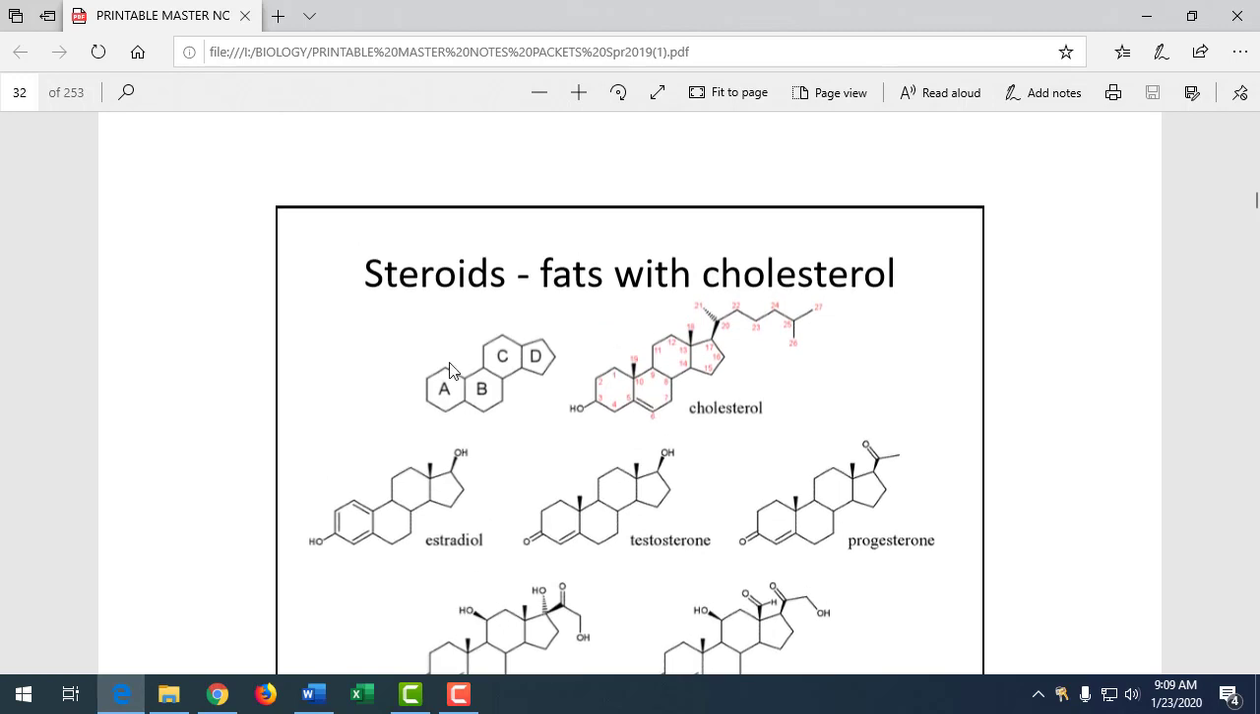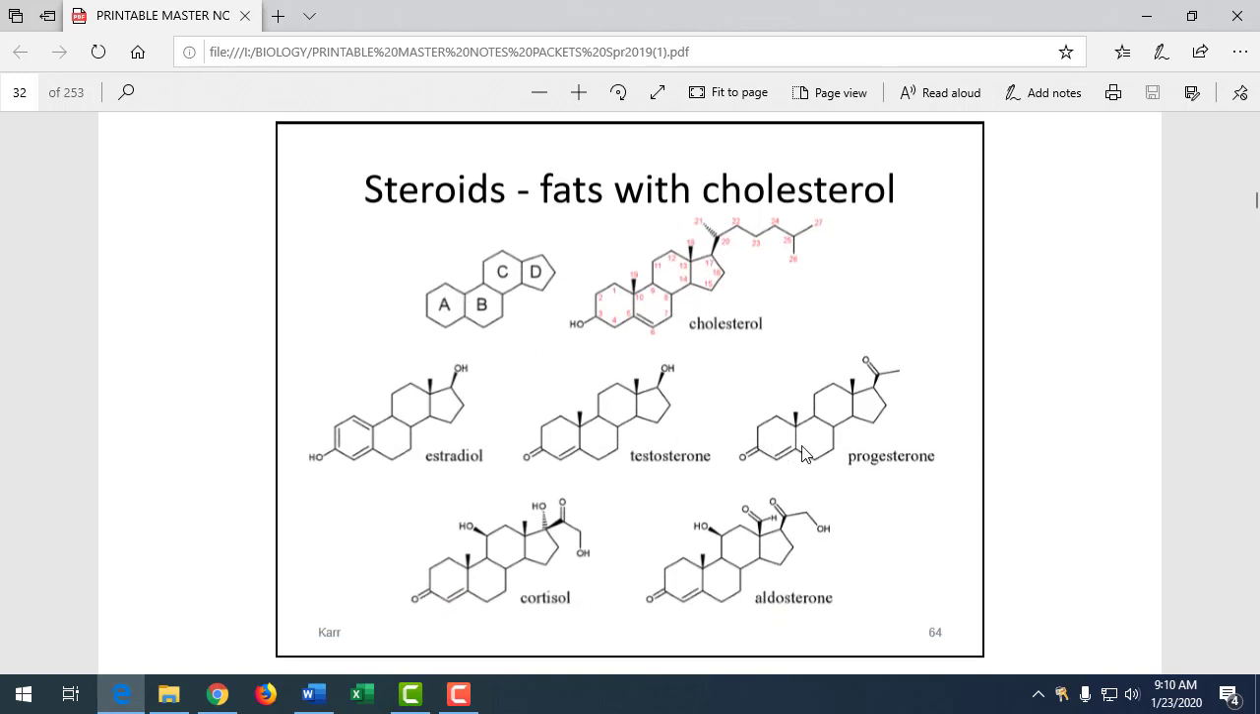Another group of lipids is steroids. Steroids are things that contain this fundamental structure called cholesterol. Cholesterol has this four-ringed structure. So you can look at all these steroids, see how they all have that four-ringed structure, but a little different in some of the atoms that come off of that four-ringed structure. But that's the fundamental characteristic of all steroids, is this four-ringed cholesterol.